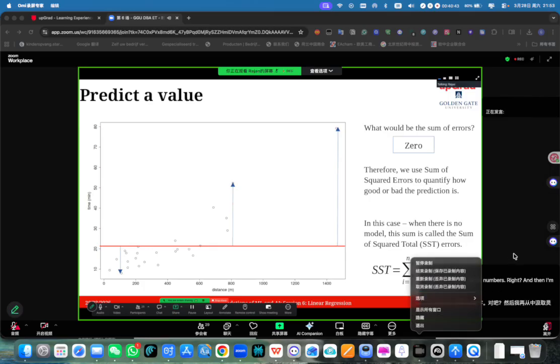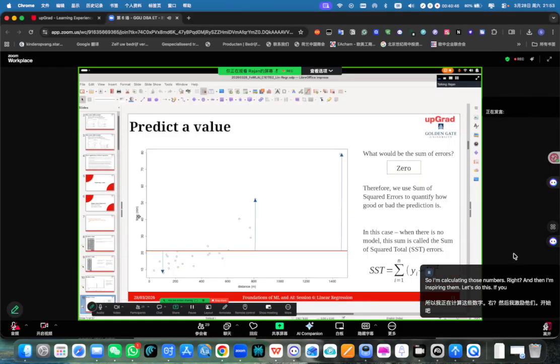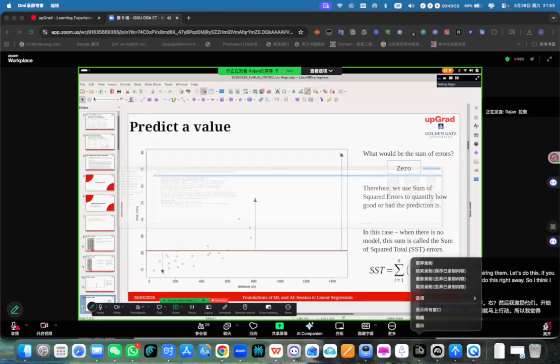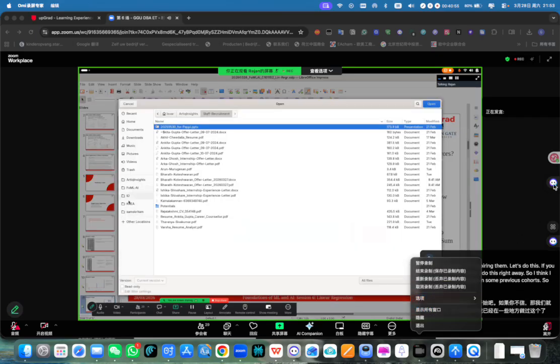Let's do this. If you're not convinced, let's do this right away. I think I have this done already in some previous cohorts, so I'm going to take it from there.